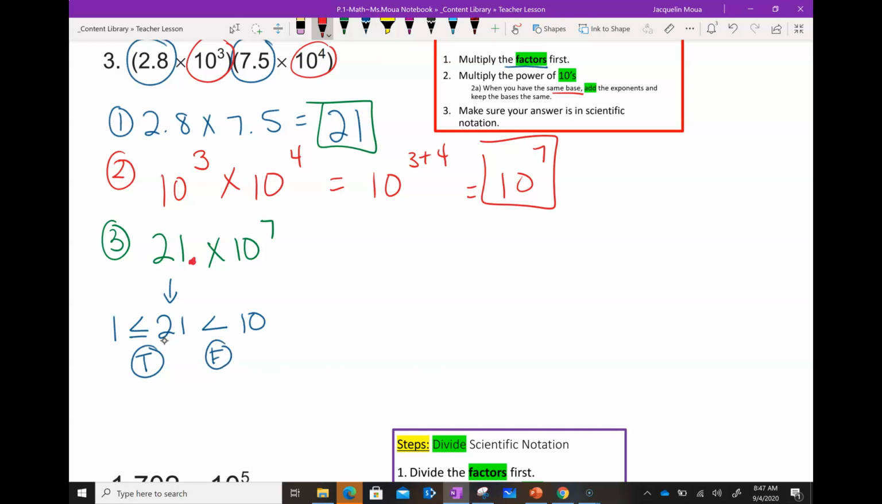So what do we have to do with that decimal? The decimal is technically here. We're going to move it this direction, since we're making that number smaller. 2.1 times 10, we have to add one to the power and it will be 8.